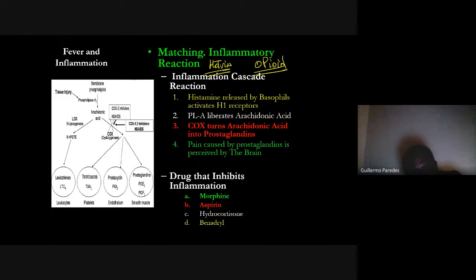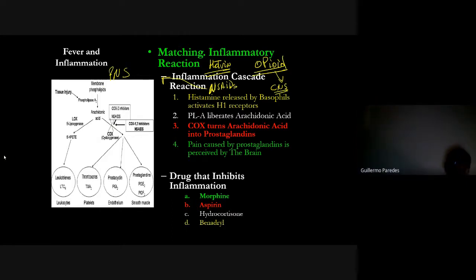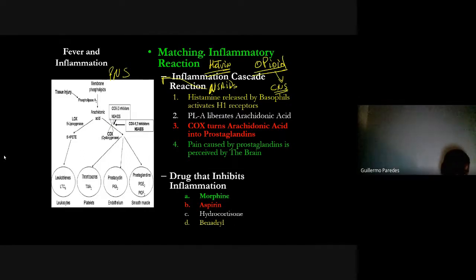Motrin is the ibuprofen, right? Ecotrin, or whatever you want to call it. The opioid is actually the morphine. The difference is that NSAIDs, which are the Motrin, the aspirin, Voltaren, the naproxen, act in the peripheral nervous system, and the opioids act in the central nervous system. That is the difference between one and the other. Opioid is central, and NSAIDs, the Motrin, naproxen, aspirin, indomethacin, meloxicam, piroxicam, ketorolac, all those are going to act in the peripheral nervous system. Opioid is the morphine. Okay?